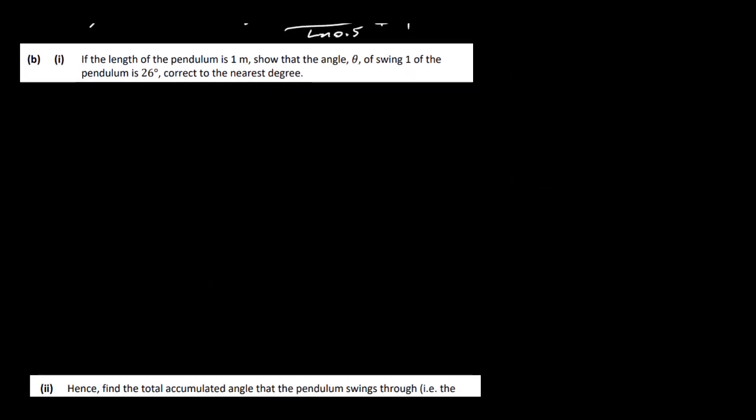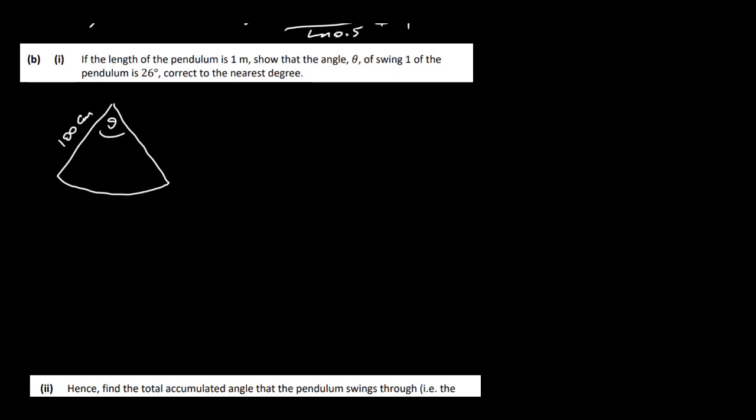Let's have a look at part B then, part B1. The length of the pendulum is 1 meter. So we have something like this, our arc here. So the length of the pendulum is 1 meter. I'm going to leave it in centimeters, so I'm going to say 100 centimeters here. Show that the angle theta, this is our angle here, of swing 1 of the pendulum is 26 degrees, correct to the nearest degree.